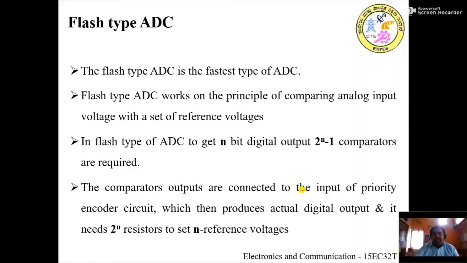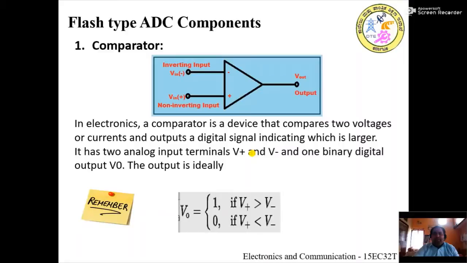One, we expect 2 to the power of n minus 1 comparators. That is the first one. Second one, we expect 2 to the power of n resistors. Then we expect a priority encoder. These are the components. Let's see the operation of the components one by one.